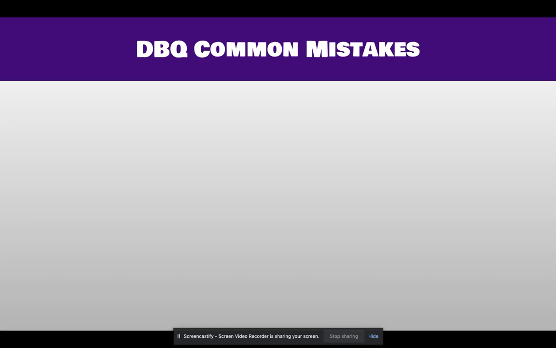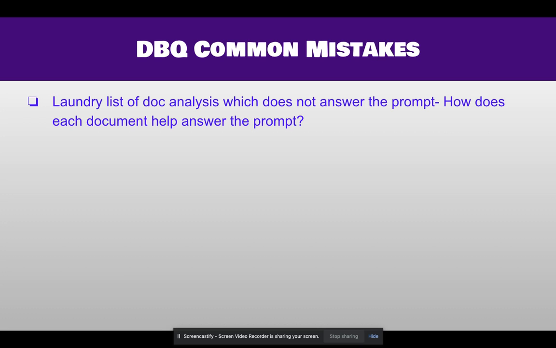All right, some common mistakes that kids make on the document-based question. One is they just do a laundry list of document analysis and they don't actually answer the prompt. The key to this is to answer the prompt and use claim, evidence, reasoning as your process for answering the prompt. And the evidence you're going to pull from your outside historical knowledge as well as the documents. And that is why it is not an essay about documents. It's an essay about history, using the documents to support your claim.